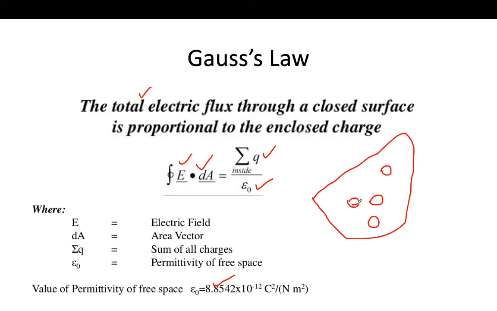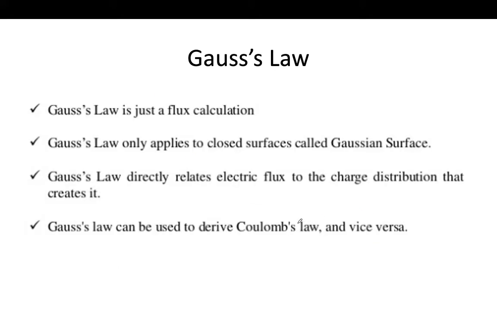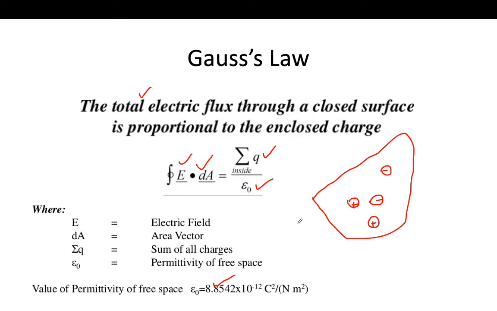And we can say this charge is positive, negative, negative, positive. So what does the point say? Gauss's law applies to the closed surface called Gaussian surface. So this is a closed surface, and this is the Gaussian surface.